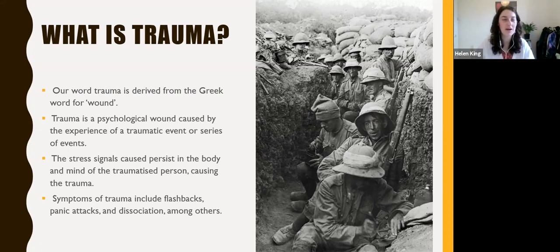Sufferers of trauma often describe being haunted by the memory and by the feelings in their body that they associate with the traumatic event or events. It's like the past won't stay past and continues to resurface in the mind and in the body in the present day of the person experiencing the trauma. Common effects of trauma include flashbacks, panic attacks, and dissociation, which is where the sufferer detaches from the event, from the memory, or from the world around them in order to protect themselves from what they're experiencing.